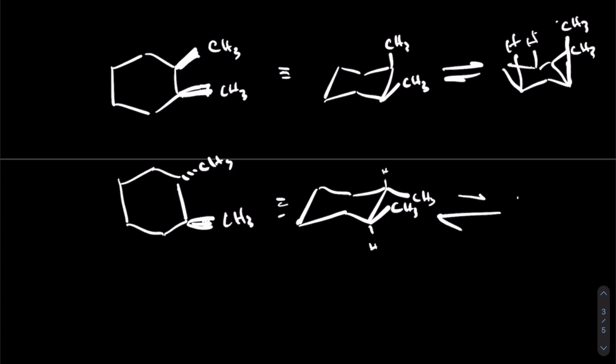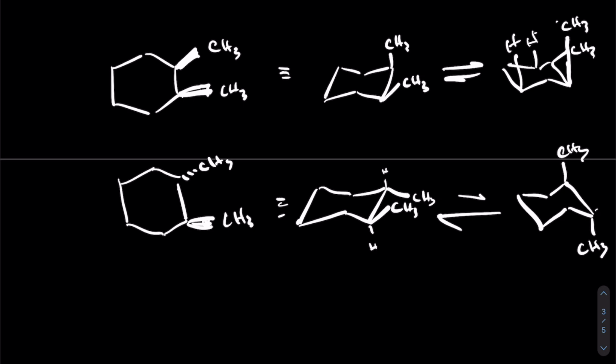A chair flip is going to be less favorable in this case, because now we're going to end up with something that is, again, going to be axial, and this is going to be axial. They're both trans still, but they're now both axial, and that's less favorable.